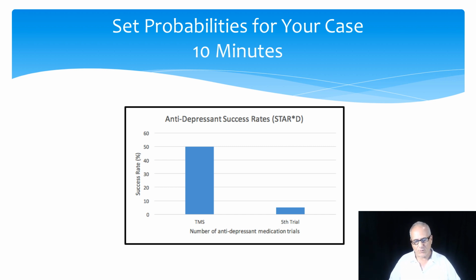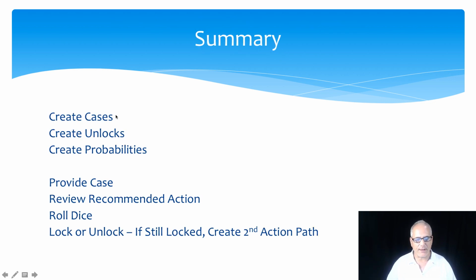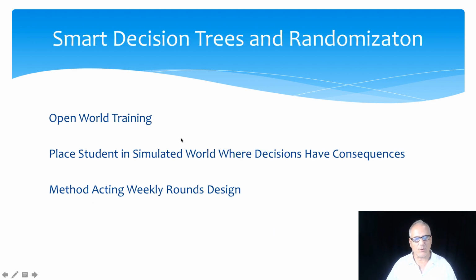Depression would normally get worse and worse over time, but if over a 10-minute period you are able to identify medications that you may want to suggest, then you would learn about those medications, and then you would try to apply those to the case and the life path of the illness that you're trying to treat. Again, you could use a dice roll, which could give you different probabilities for success of your medication. So we want to create cases, create unlocks and create probabilities. We unlock more difficult cases by doing the early one with our avatar. Then we can use dice rolls to create probabilities. This is called open world training using smart decision trees.